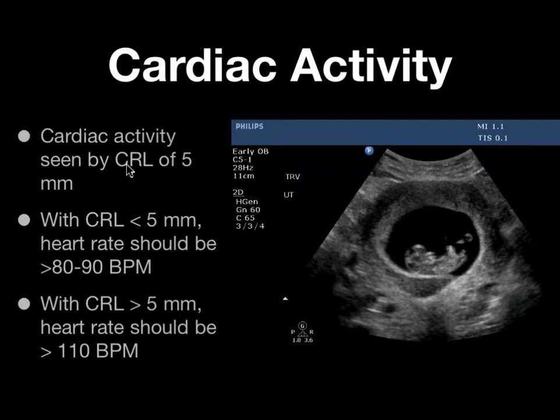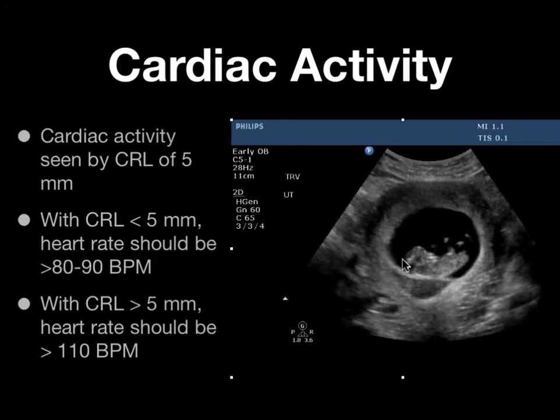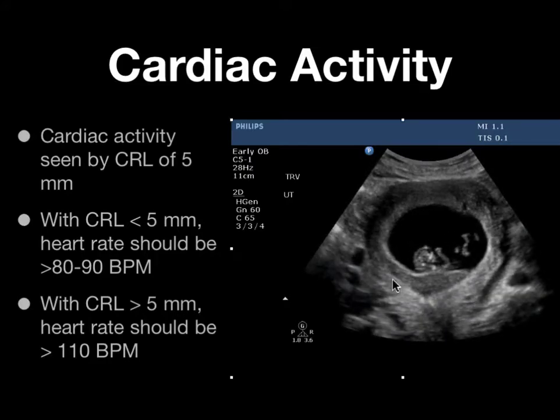When you've got a crown rump length less than 5 millimeters, it's also not uncommon to see a heart rate in the 80 to 90 range. We traditionally think of embryonic or fetal cardiac activity being between the 110 or 120 and 160 range. If the crown rump length is greater than 5 millimeters, the heart rate should be in that 110 to 120 to 160 range. However, if the crown rump length is less than 5 millimeters, it's not uncommon to see a heart rate in the 80 to 90 range.